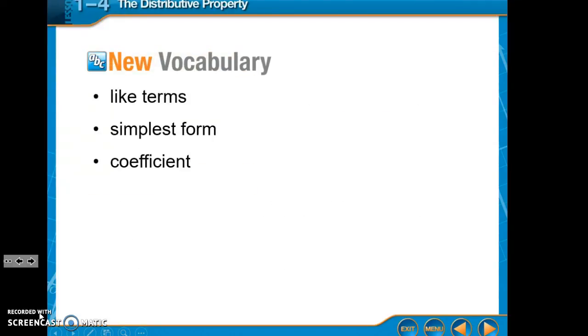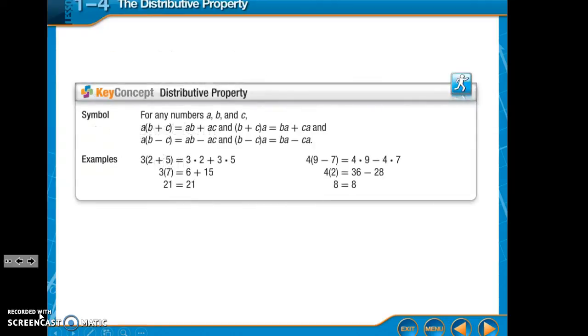And then we have our new vocabulary. So the first definition that we have is for the distributive property. Alright, so we have the distributive property here. And it just says this is how in algebra we get rid of parentheses.